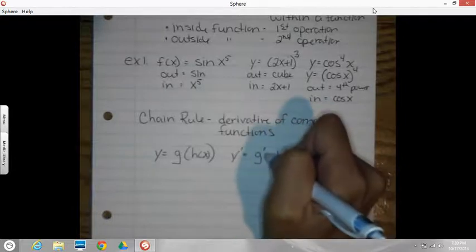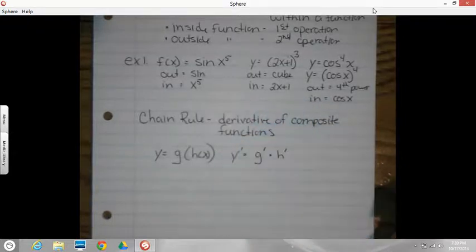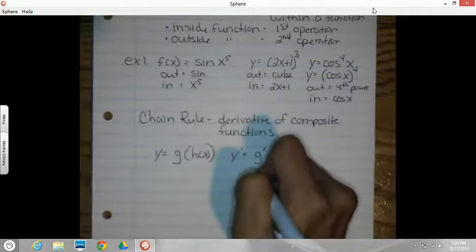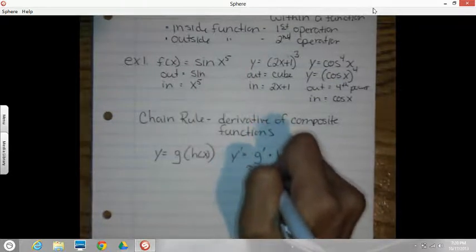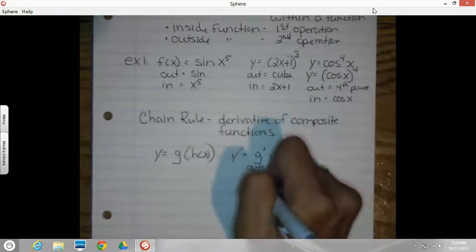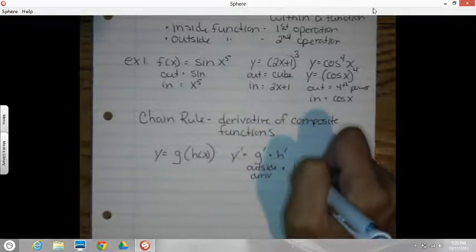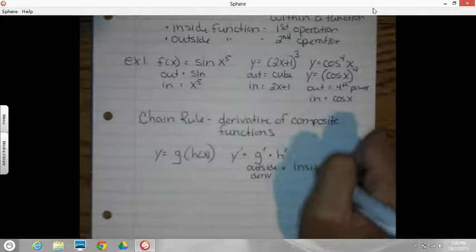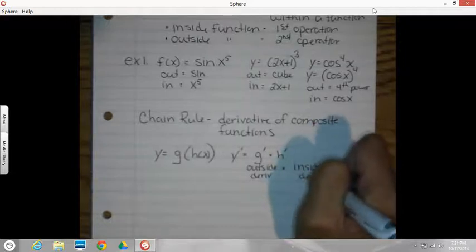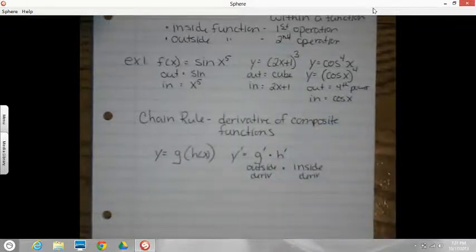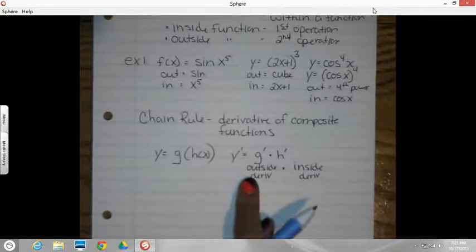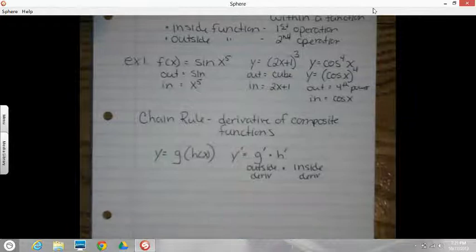So I'm going to say it in words too. It's the outside derivative multiplied by the inside derivative. So just think outside times inside. We're going to add this to your blue sheet. That's your 4th derivative rule.